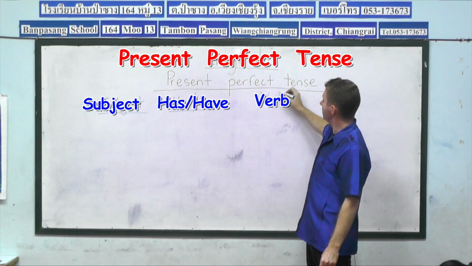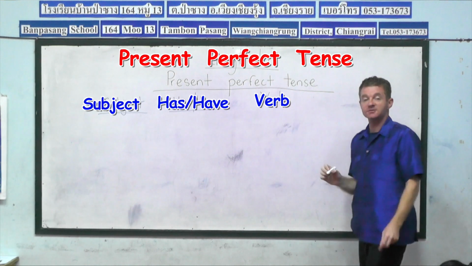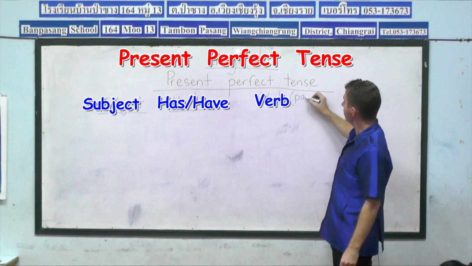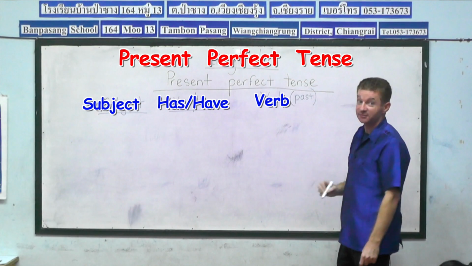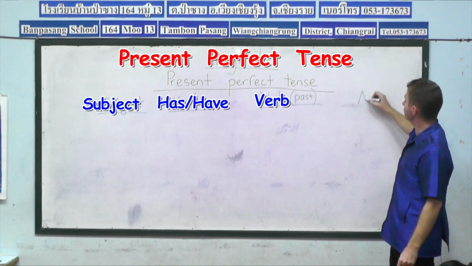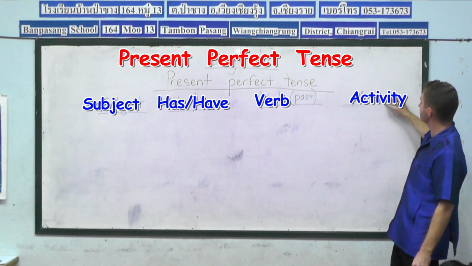Then, next comes our action words, or the verb. Now remember, with the present perfect tense, because we're talking about past actions, the verb always comes in the past form. And then finally, activity, or the thing that we're talking about with the verb.